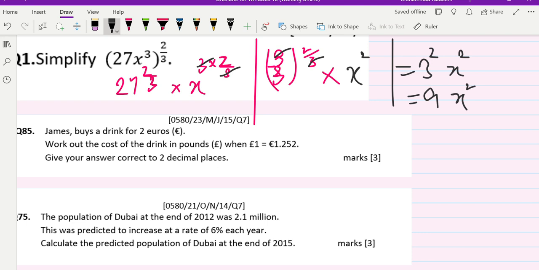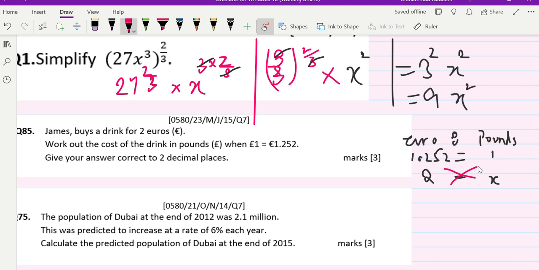So use the method old ratio new, that is the very common method. So here we have pounds and euros, so I will write euro ratio pounds. We need to convert between these two currencies. 1.252 euros are equivalent to 1 pound. And James buys a drink in euros, so 2 euros drink will be equivalent to how many pounds? Let's suppose we don't know, so we will write it as x.